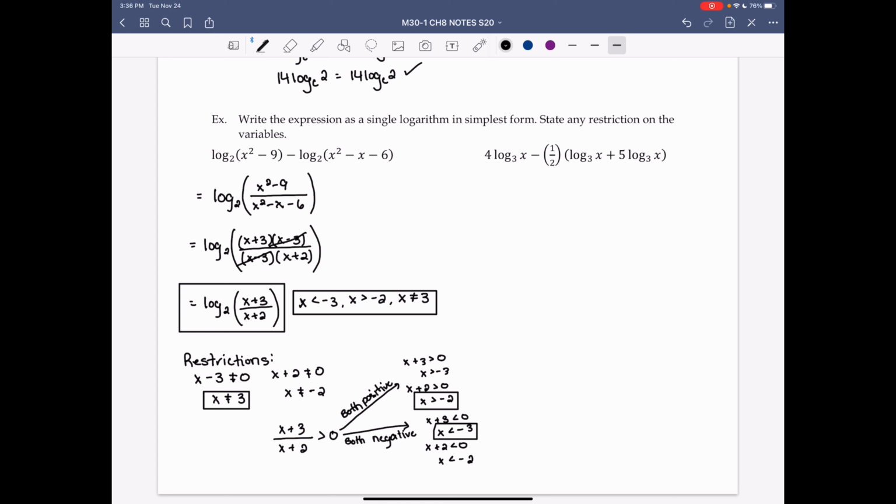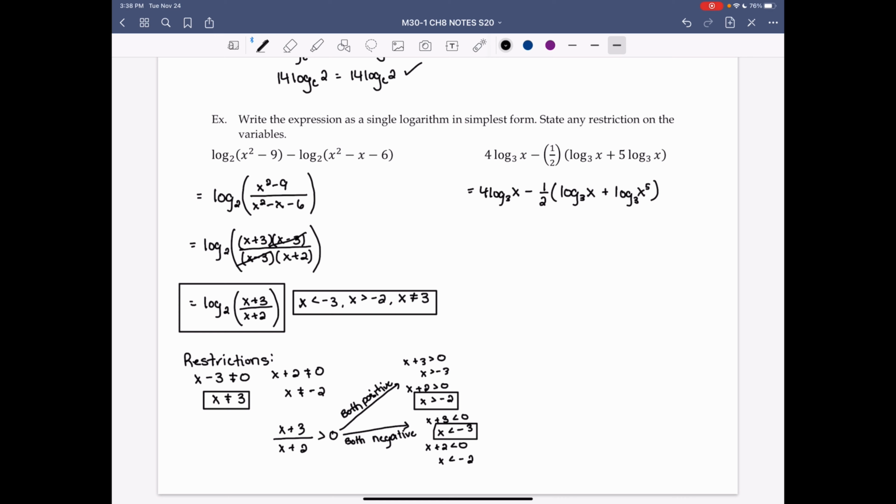For log base 3 of x minus 1/2 times log base 3 of x plus 5 log base 3 of x, we can simplify the brackets. We get 4 log base 3 of x minus 1/2 times log base 3 of x plus the 5 can be written as an exponent on the argument, so log base 3 of x to the power of 5.